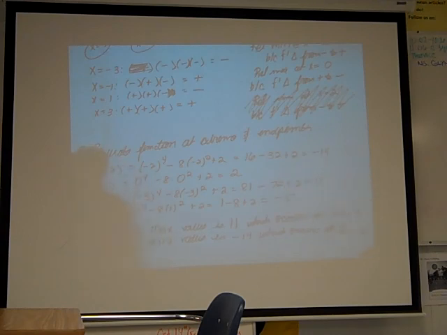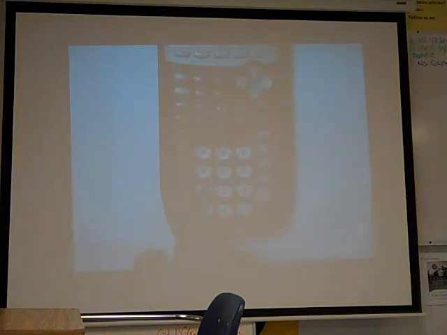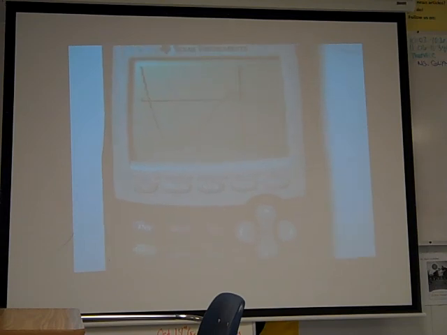And then lastly, we drew our conclusion. We found our absolute maximum value to be 11, and that happened at -3. We found our absolute minimum value to be -14, and that occurred at -2. And lo and behold, if we go back to the graph, that should match our findings exactly. When I evaluate the function at -3, I get +11. When I evaluate the function at -2, I get -14.